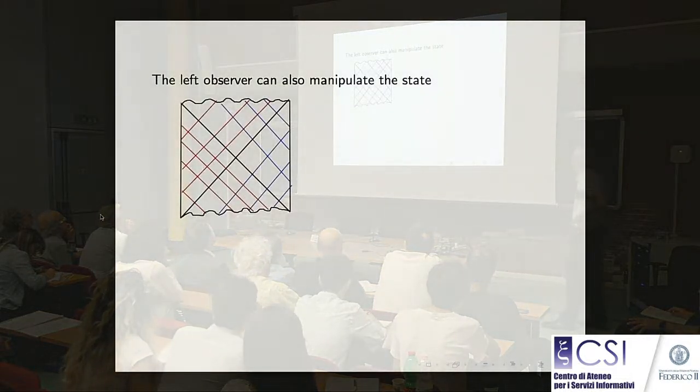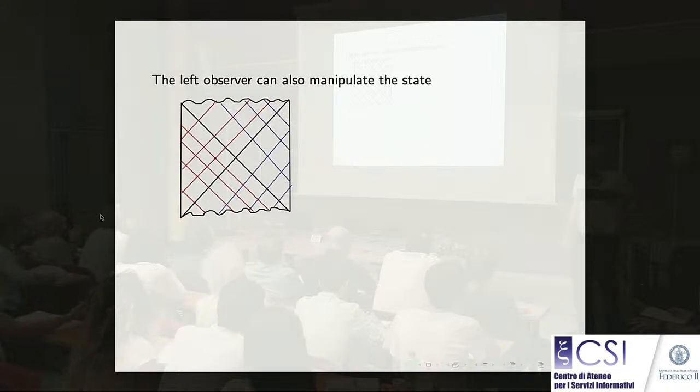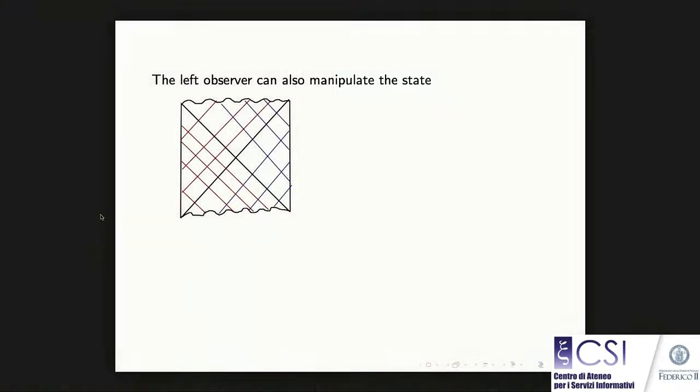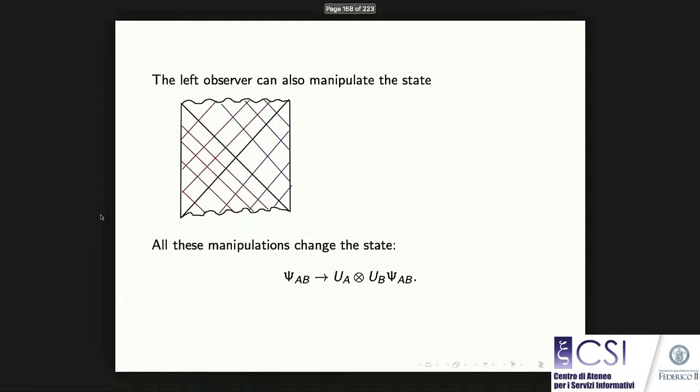The left observer can also manipulate the state. So the left observer is throwing in particles, here depicted as diagonal red lines going into the future and coming in from the past. All these manipulations change the state. They change the state by a unitary operator. The left observer can make a unitary operator UA acting on the left part of the state. The right observer can act with unitary operator UB on the right part of the state. And by acting on psi AB with a product unitary, UA tensor UB, you can change the state a lot.